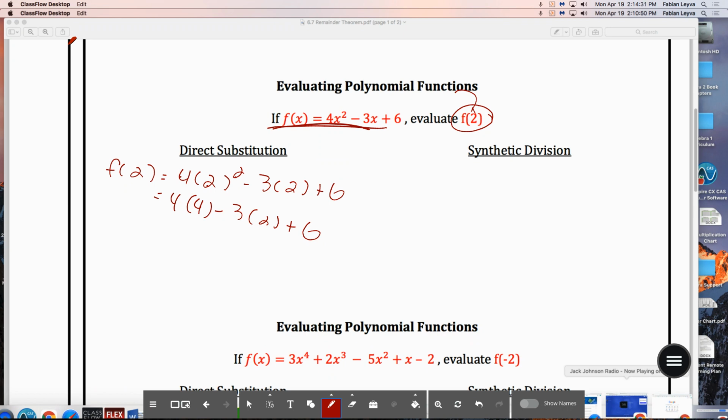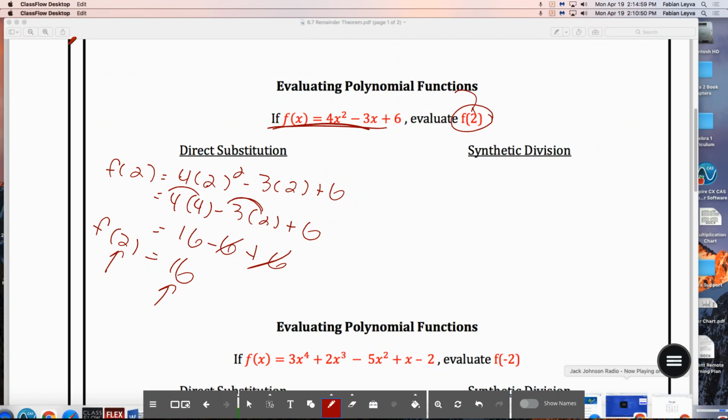And now there are no more exponents. Is there any multiplication? Yes, there are two instances that you have to figure out. 4 times 4 is a positive 16. Negative 3 times 2 is a negative 6. And then don't forget your plus 6. Now, all these are just adding, so you can add in whichever order you want as long as you add them all up. So this negative 6 and positive 6 cancel out. You're left with a positive 16. So, again, when you input a 2, what is your output?